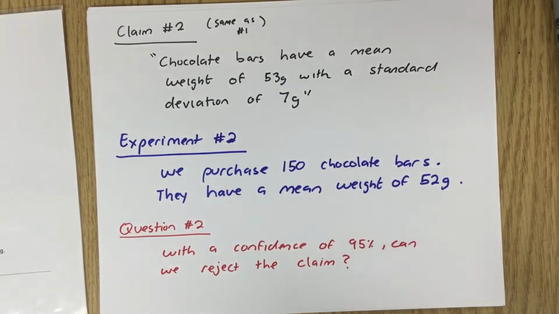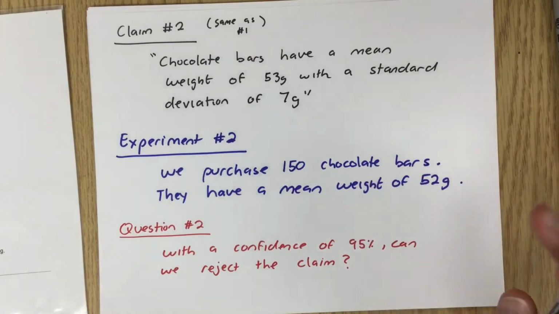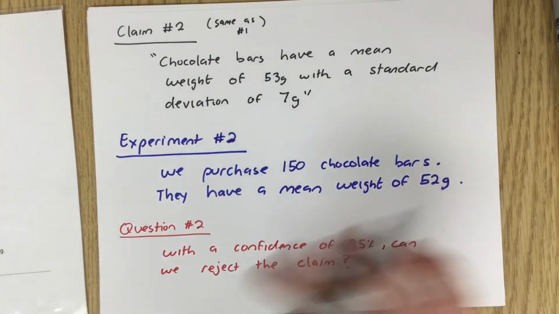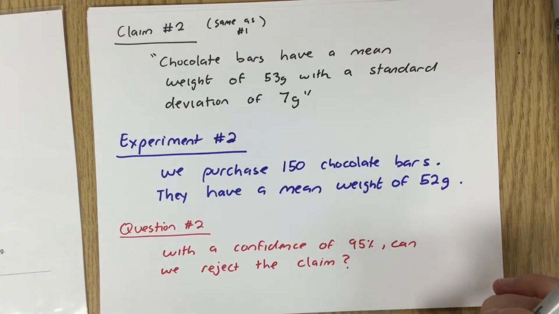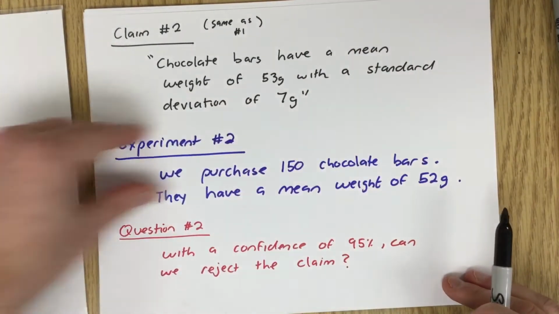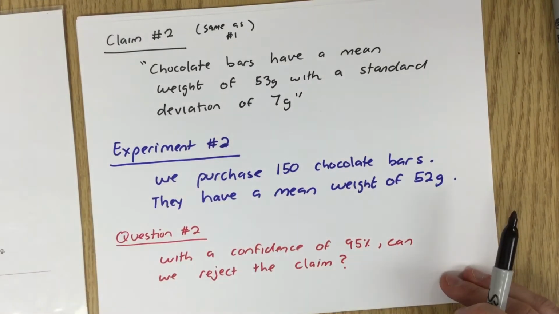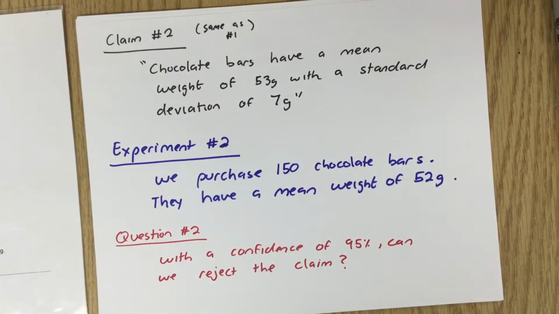This time we purchased 150 chocolate bars. Last time we only purchased one chocolate bar. This time we purchased 150 chocolate bars and they have a mean weight of 52 grams. And the question, which I've made an official question this time, is: with a confidence of 95%, can we reject this claim? Have we gotten enough evidence to reject the claim with a confidence of 95%?